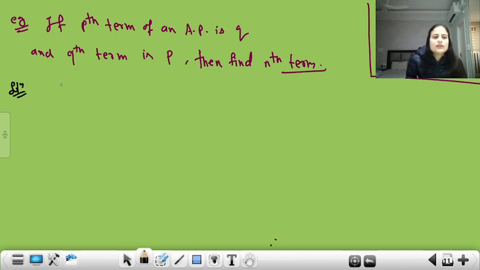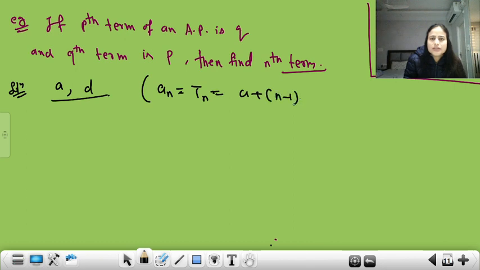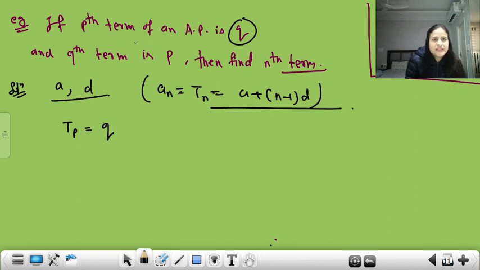So I will consider A as the first term and D as the common difference. The formula to get the nth term, that is an, or the same as Tn, is a plus n minus 1 into D, right? So for the pth term, n is equal to P. So Tp or AP is Q. This is given. The pth term of an AP is Q.